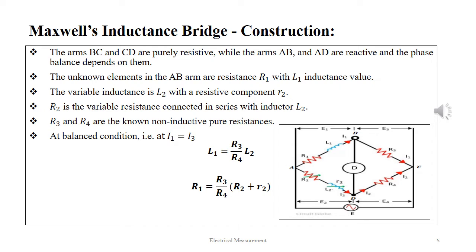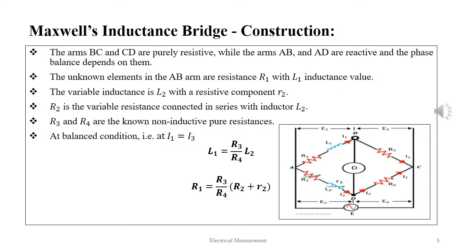The variable inductance is L2 with a resistive component small r2. Capital R2 is the variable resistance connected in series with inductor L2 in the AD arm. R3 and R4 are the known non-inductive pure resistances connected in the BC and CD arms respectively.